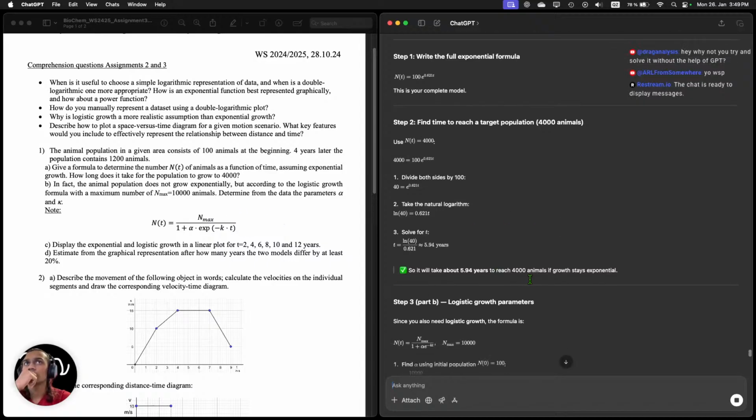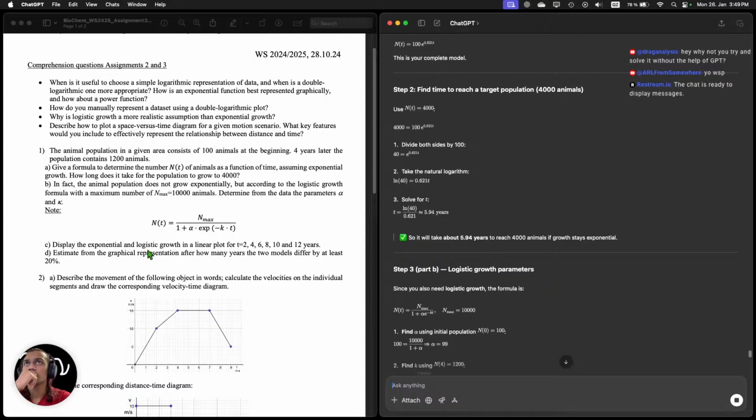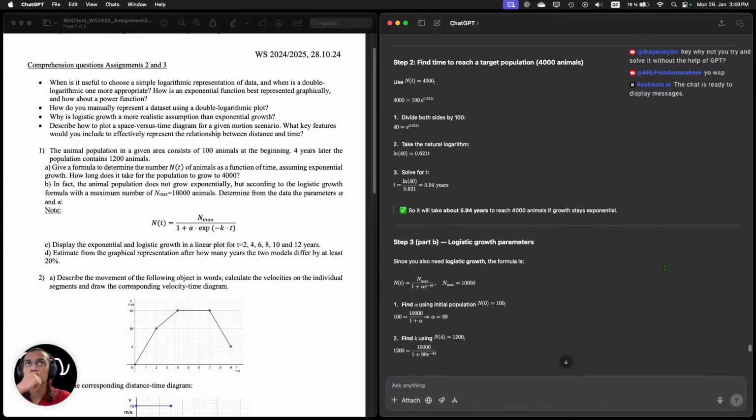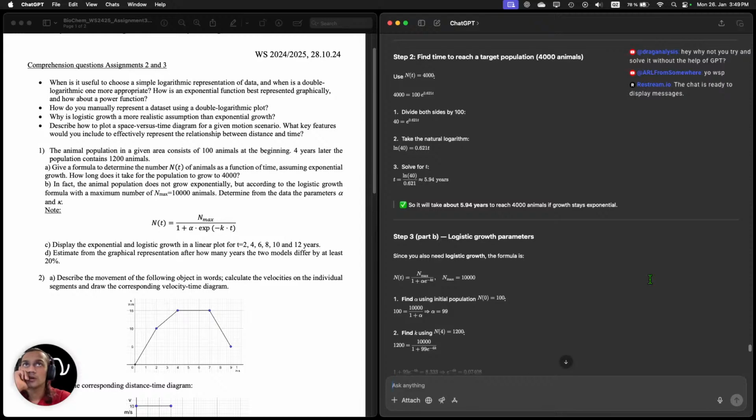So it will take about 5.94 years. Okay, that was just the first question. In fact, the animal population does not grow exponentially, but according to the logistic growth. Okay, that's what I need to know. How can I use the logistic growth parameters?